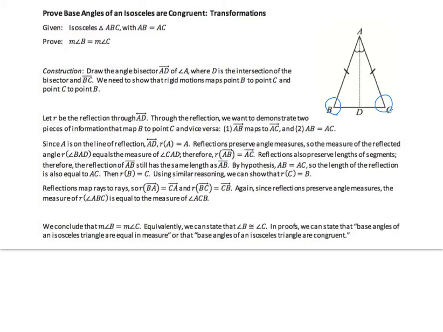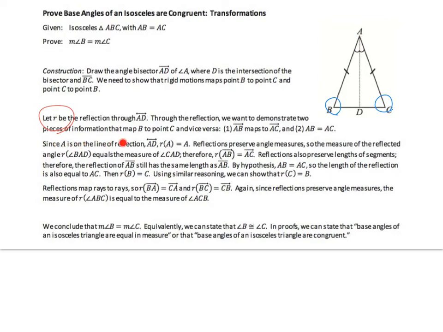Okay, so first we're going to do a reflection. So let R be the reflection through line AD. So we're reflecting along this line. Through the reflection, we want to demonstrate two pieces of information that map B onto C and vice versa. So first of all, ray AB maps to ray AC. And secondly, segment AB maps to segment AC. So ray maps to ray and segment maps to segment.